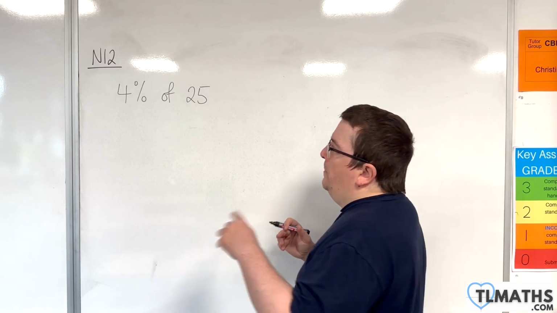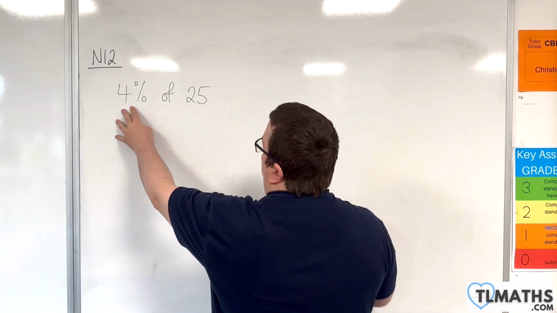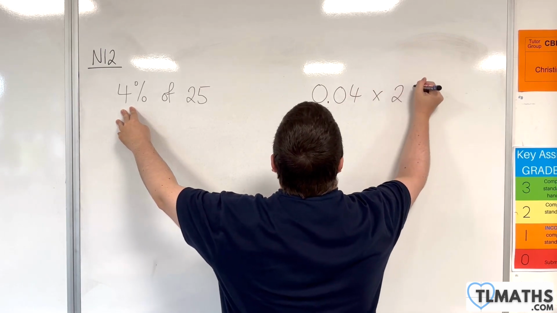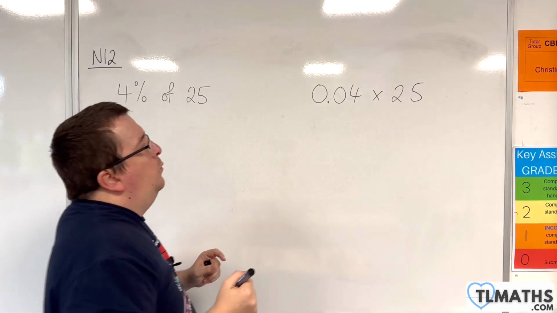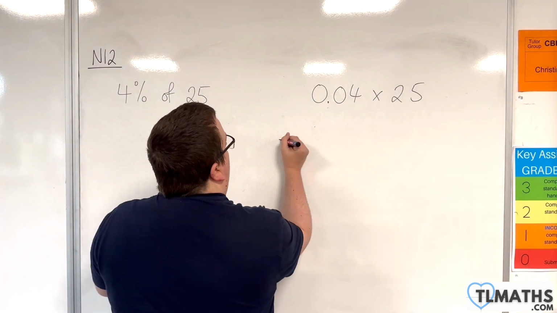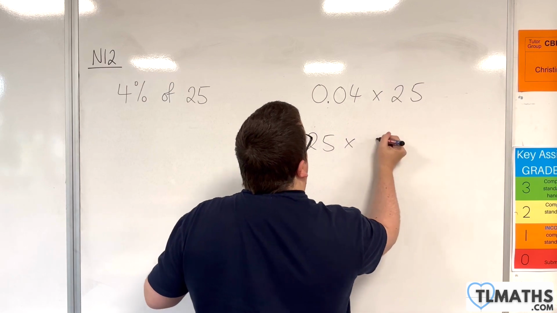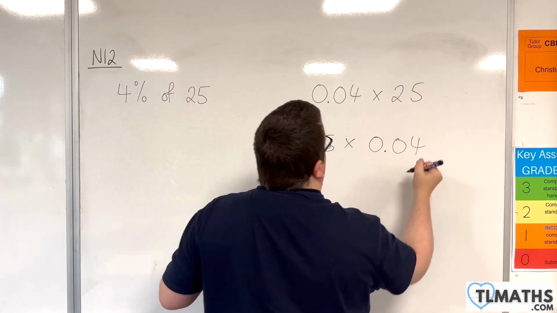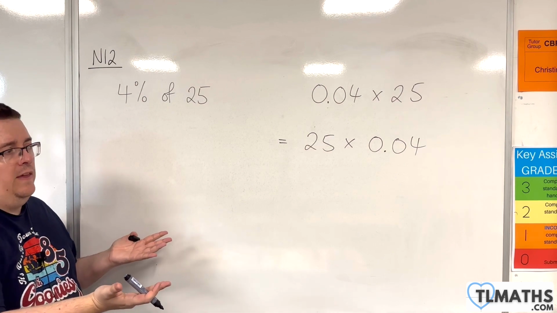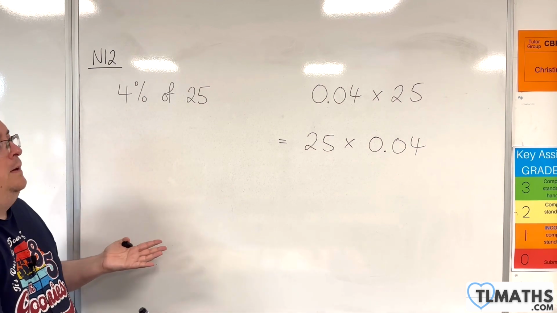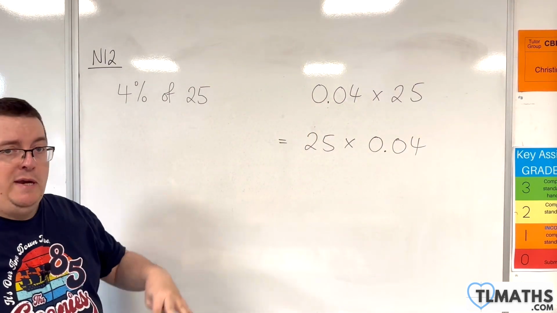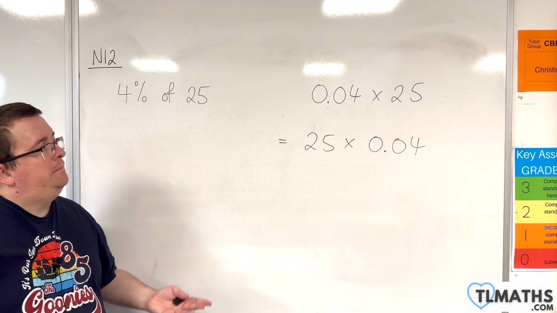Now, going back to the first method of thinking, well, that's 0.04 times 25. We understand that we could write that as 25 times 0.04, because multiplication with numbers like these is commutative. It doesn't matter which way round you multiply them. 3 times 4 is the same as 4 times 3.